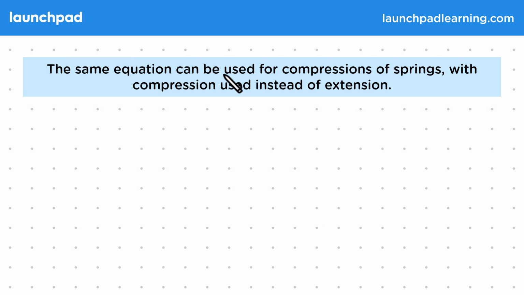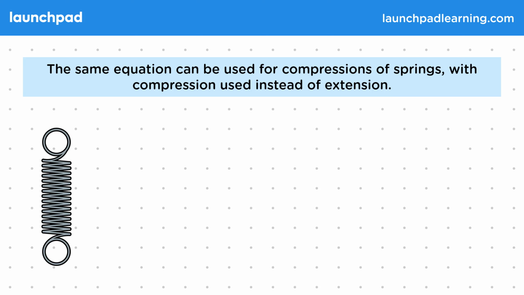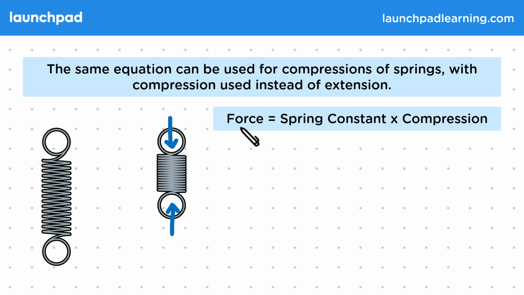The same equation can be used for compressions of springs, with compression used instead of extension. This time we're starting with a long spring and shortening it using two forces directed towards each other. Here the equation we use is force equals spring constant times compression. It's the same as the equation we used before, just with compression instead of extension. In symbol form, this will still be written as F equals K times E.